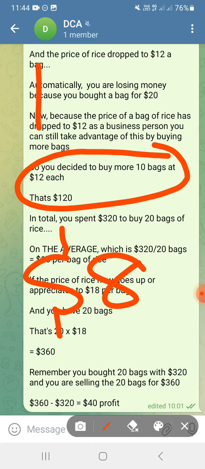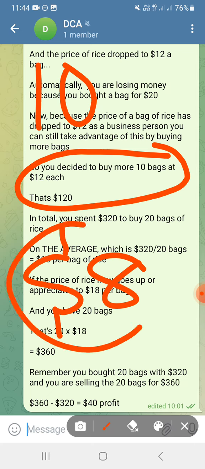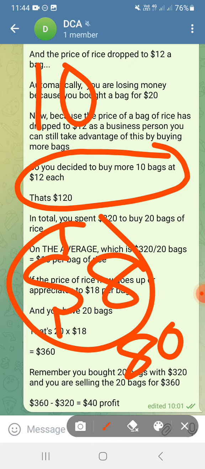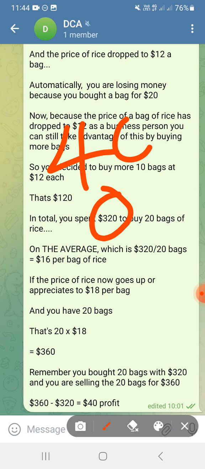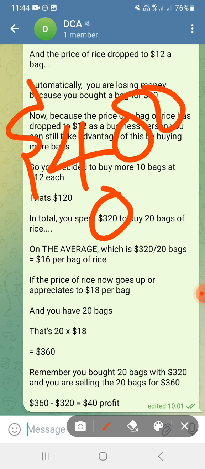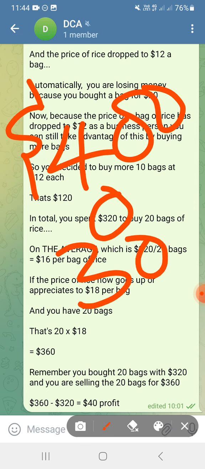You now bought 10 more bags of rice at the rate of $8 each, which means you spent $80, right? To buy 10 more bags. Are you following? Okay? So $80 plus the initial $320 that you used to buy 20 bags amounts to $400. Right? And you now have 30 bags of rice. Hope you are getting it right. Good. You now have 30 bags of rice.